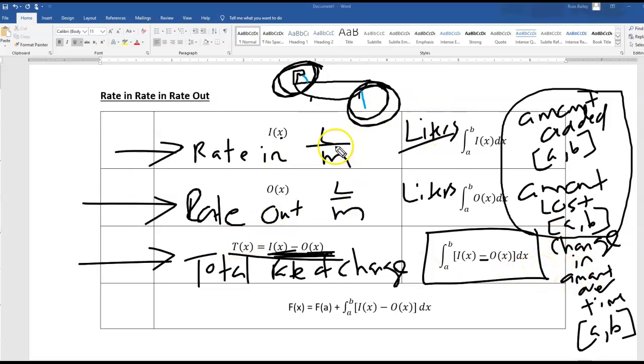Now we can take this concept of rate in and rate out and combine it with the accumulation functions we talked about earlier. This piece here matches what we had up here, which is the total change in the amount of water in the tub. If this represents the starting amount of water and this represents the change in the amount of water in the tub, that'll tell us the final amount of water in the tub. So we can combine the concepts of rate in and rate out with accumulation functions.